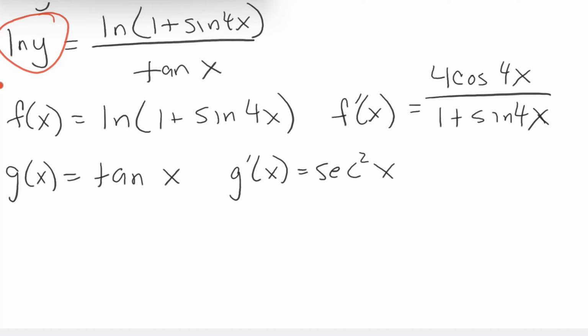So, that was simple. Everybody got how I got to that? So, when you're doing the chain rule, remember, you do the derivative of the inside. So the derivative of this, the 1 disappears. And you actually have to do the chain rule on sine 4x too. And that's where that 4 comes from.